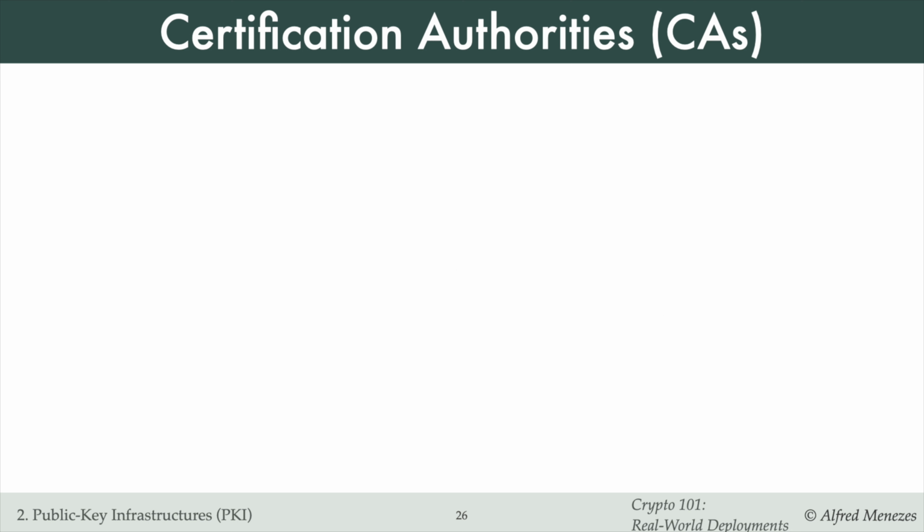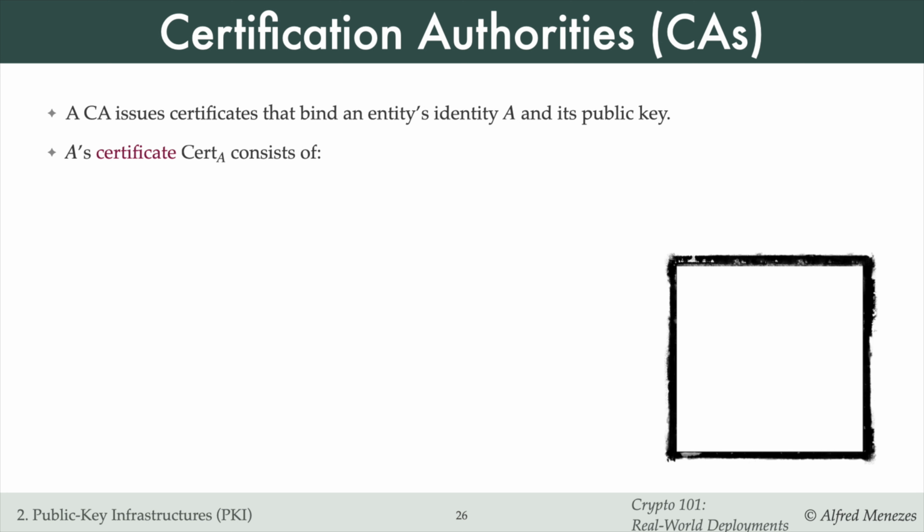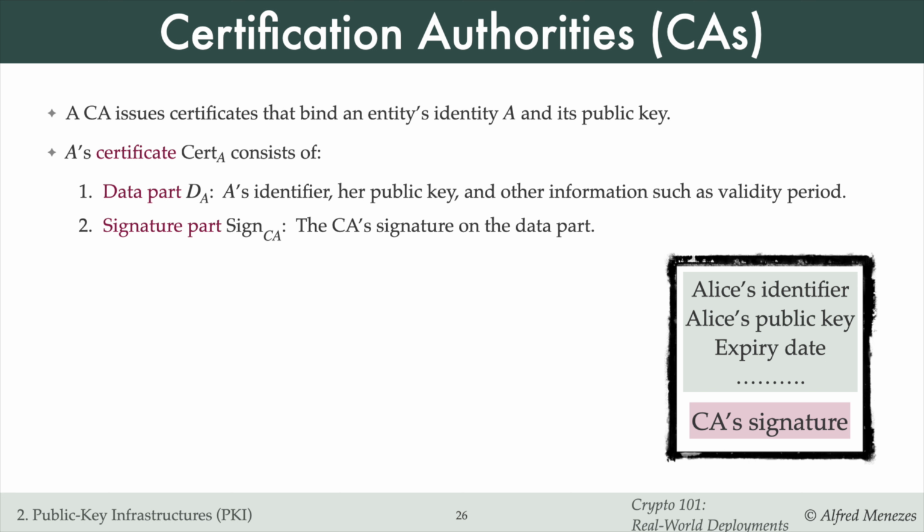The concept of a certificate is quite straightforward. A certification authority, or CA, is a trusted entity that issues certificates that bind together Alice's identity to her public key. Alice's certificate consists of 2 parts. The data part which contains her identifier, her public key, and other information like the certificate validity period. And the signature part is the CA signature on the data part.